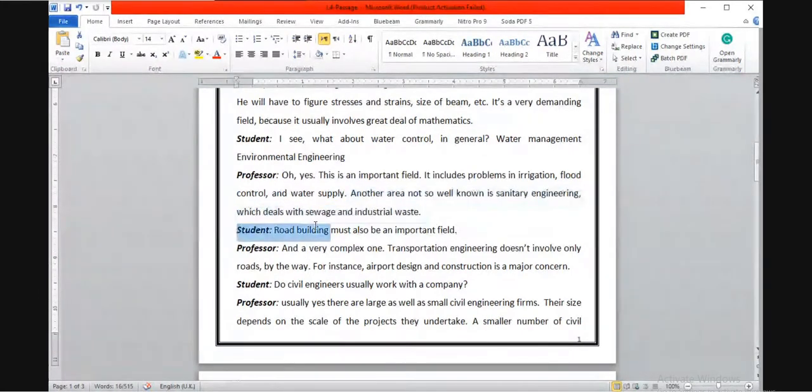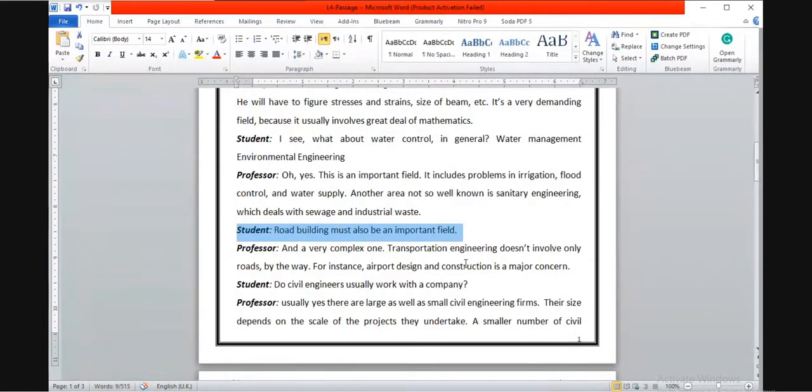Continue reading. Okay, Abdul Salam, you can read what the student says. Road building must also be an important field. Field. I said this word many times. Field, meaning area of work. Field of work. Yes. Thank you, Abdul Salam. Road building must also be an important field. Here the student isn't really asking. Road building means building roads, and it can also be an important field.